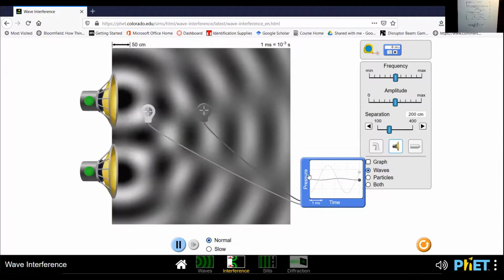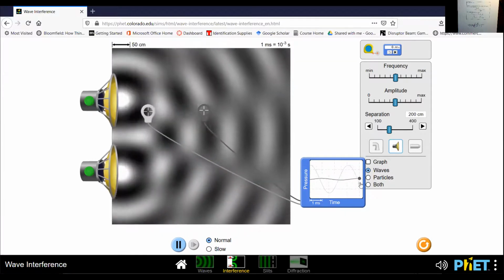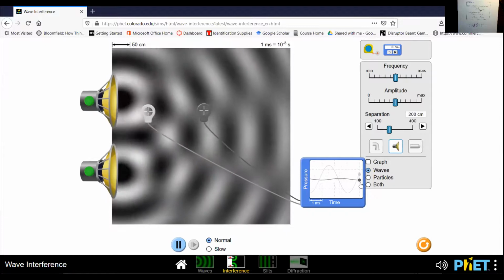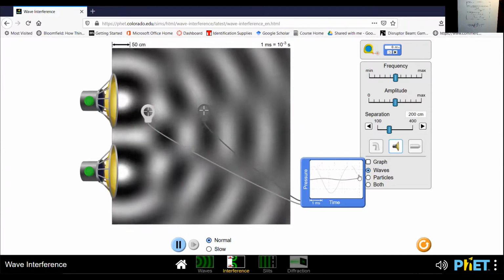That represents this high amplitude, the bright spots on our graph. There are spots where you can't really hear it at all. So it should sound quiet to the point of almost having no sound at all. Those represent these points, this dark line, where our amplitude has destructively interfered.